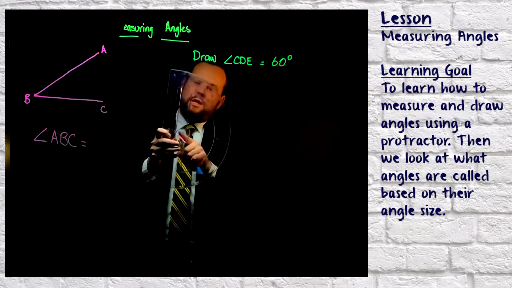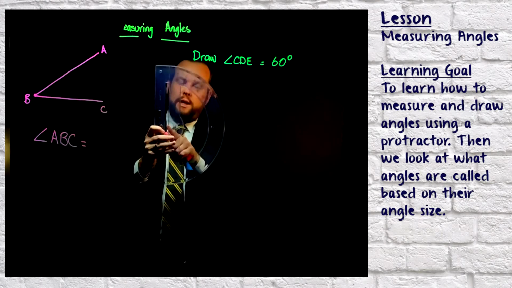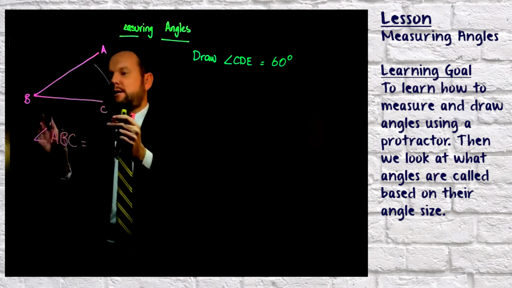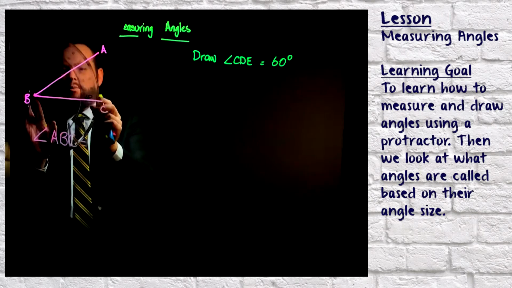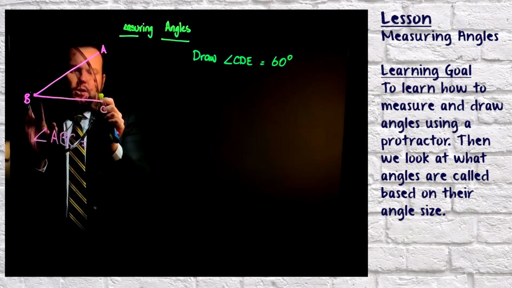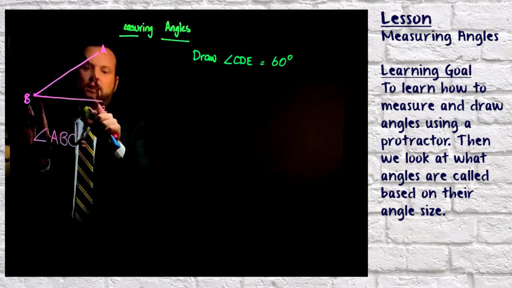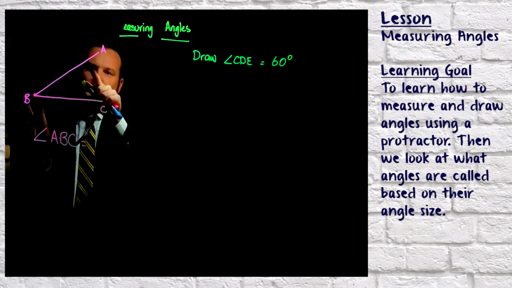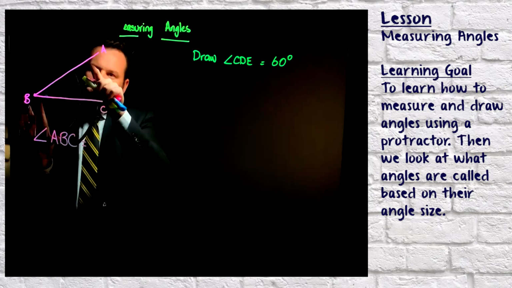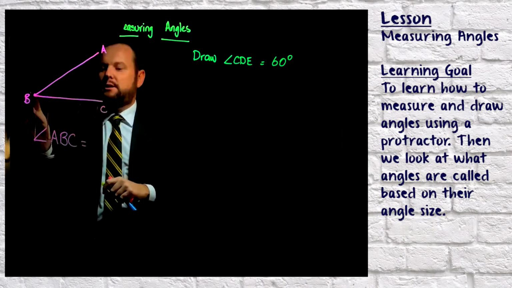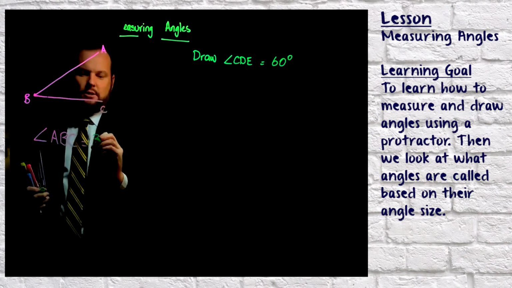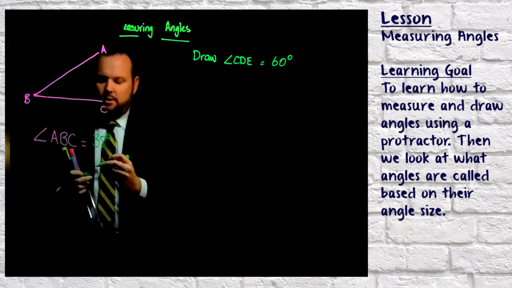Basically what you need to do is put the vertex in the middle here. The vertex needs to go there, okay? So you basically just put the vertex over that middle point, okay? And then you line it up, okay? So I'm going to pretend that 90 is 0 here at the moment. And I'm going to count. So 10, 20, 30, 35, 36, 37, 38 degrees. So angle ABC is 38 degrees, okay, 38 degrees.